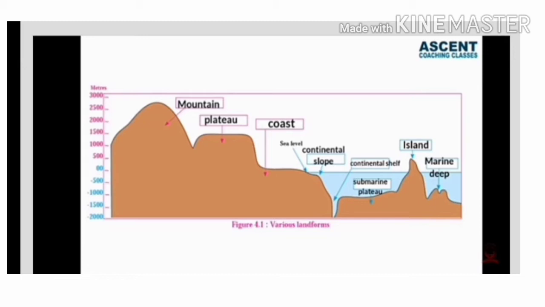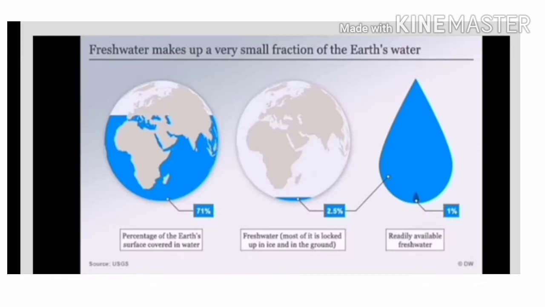Then some sentences are correct or wrong. The surface of the earth is occupied by land and water. So this is a correct sentence because the surface of earth is occupied by land and water.